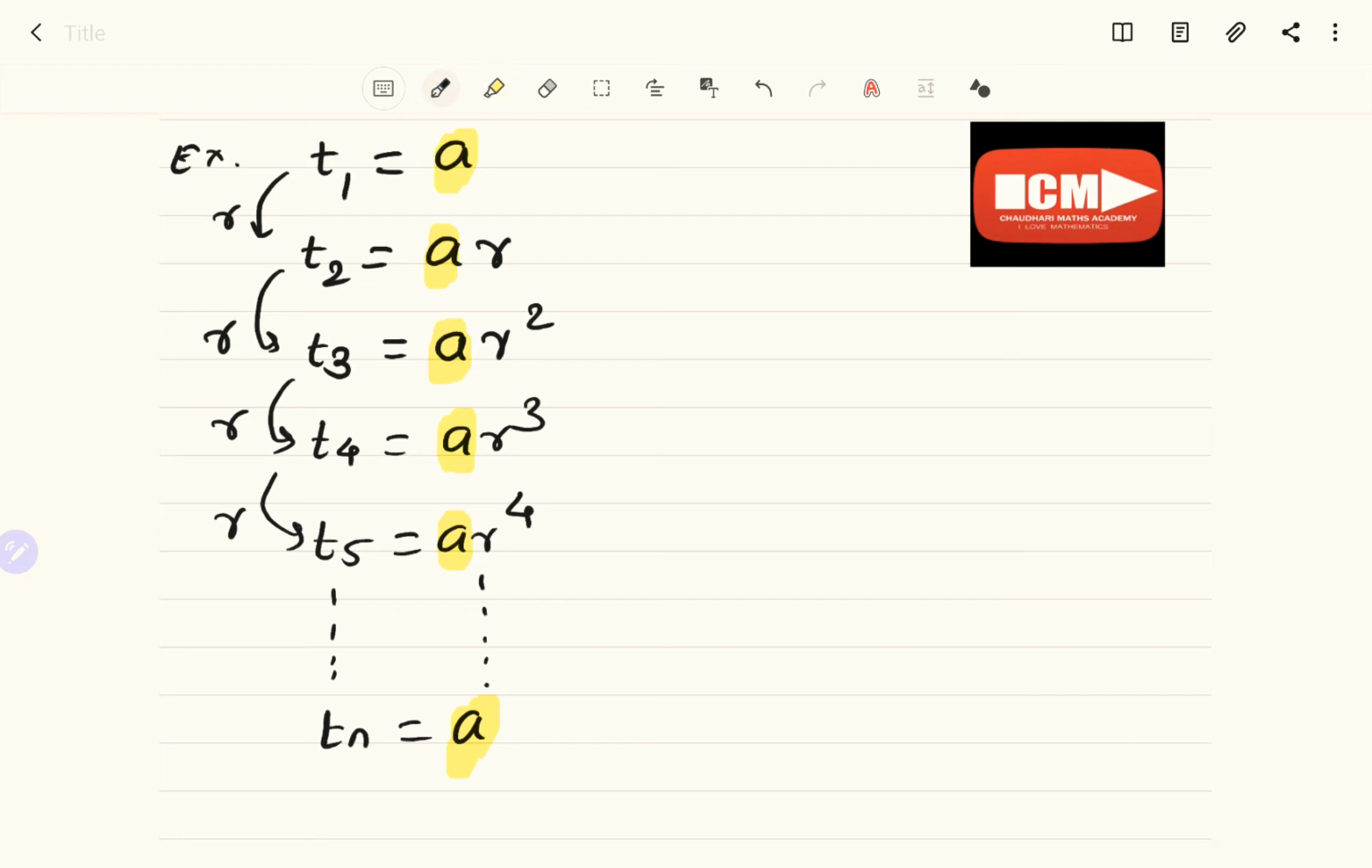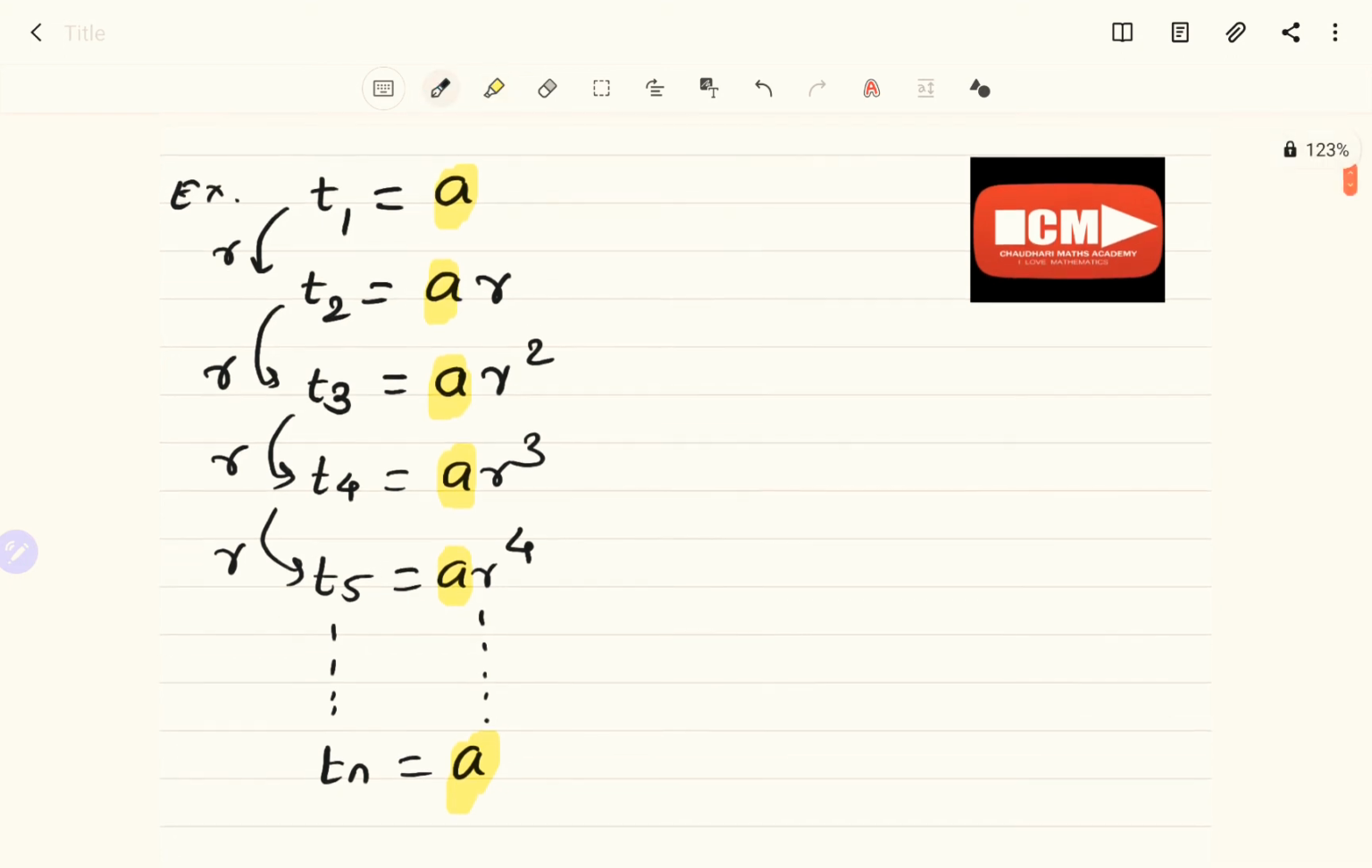Then if you observe, there is something happening with this R. In the first term, there is no R symbolically present, but you can mention it as R raised to 0. Then in the second term, it is R raised to 1. So try to observe what is happening with the power of R. If it is the first term, then the index is n minus 1. So that is 1 minus 1, 0.